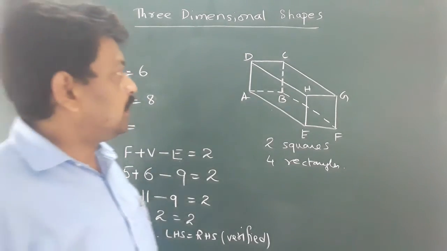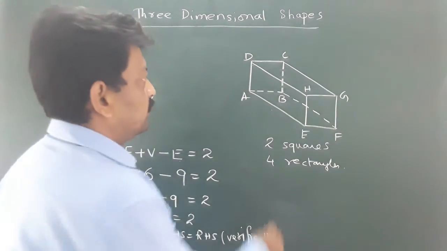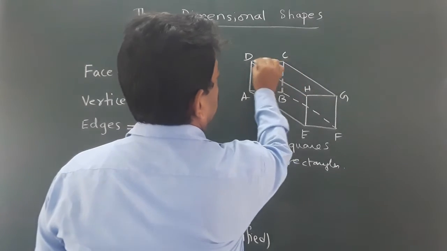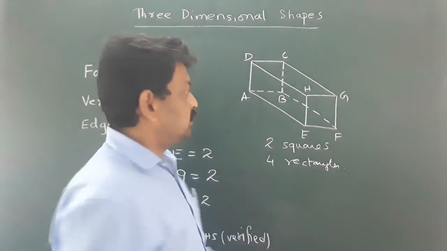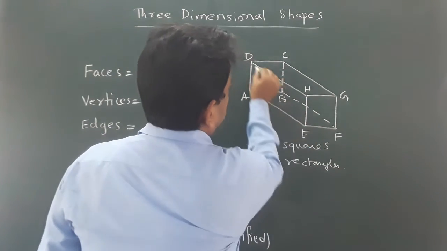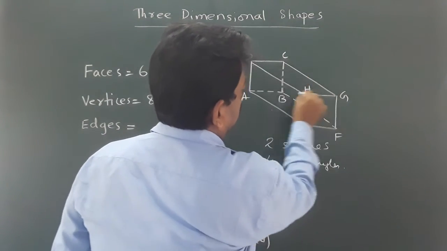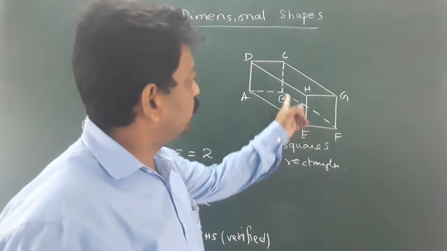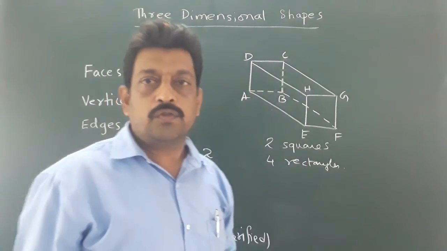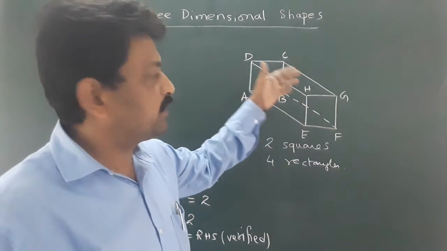And the edges, how many edges are there? 4 edges for this square, 4 edges for this square, 8 edges. 1, 2, 3, 4 edges for the rectangular faces. So all total 4 plus 4, 8, plus 4, 12.